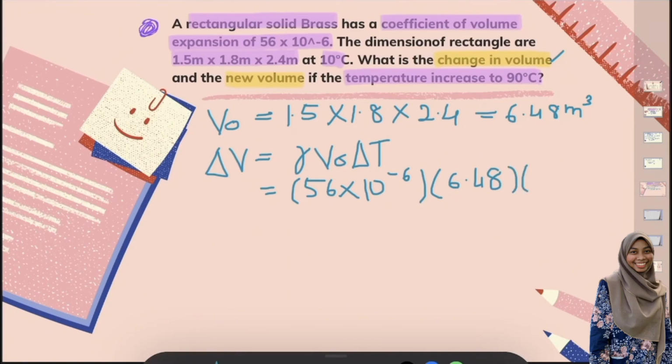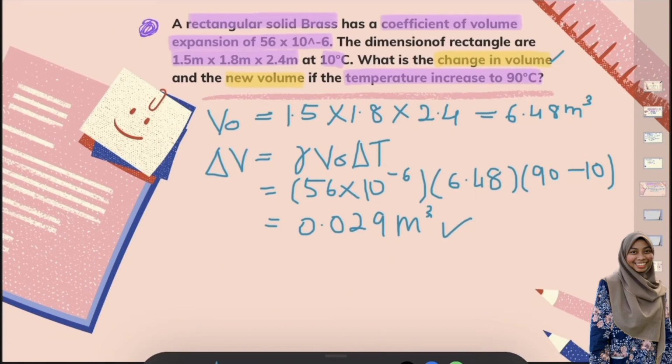times change of temperature, 90 minus 10, and the answer is 0.029 meter cube. Okay, so we got the change in volume.